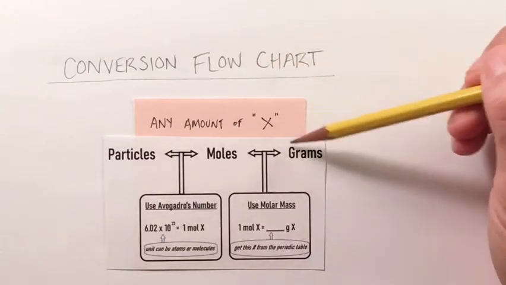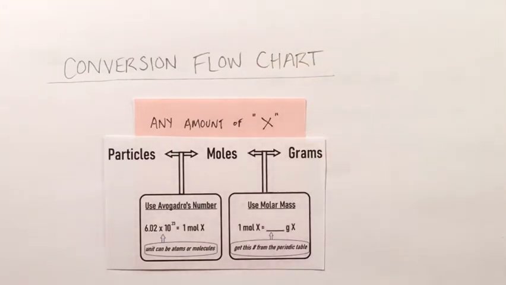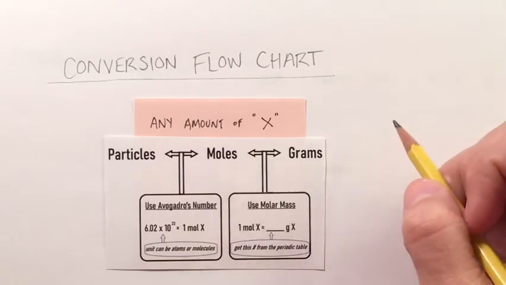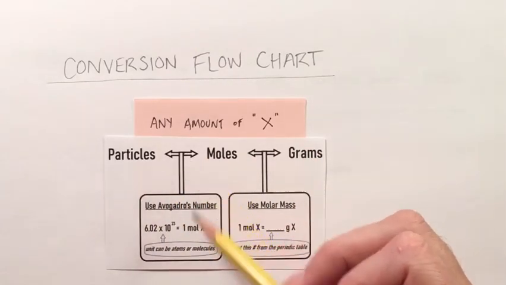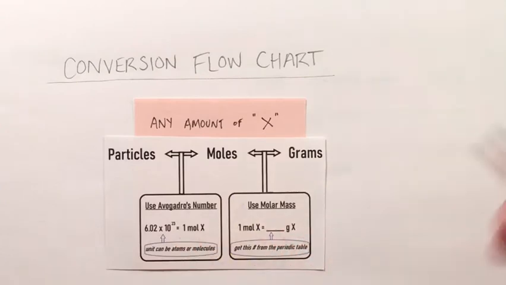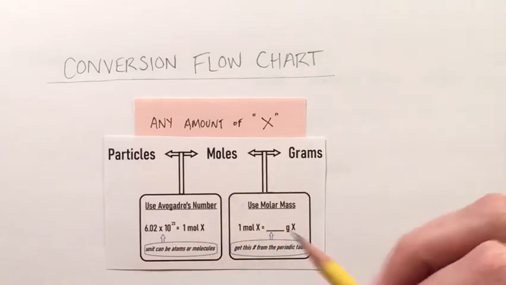Here that formula is called X. So if I give you a number connected to a unit that involves a formula, we want to find that unit on this chart, and whatever we want to switch it to, we want to follow these arrows down to see what conversion factors we need to use to change our unit.